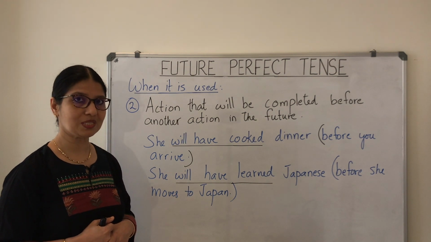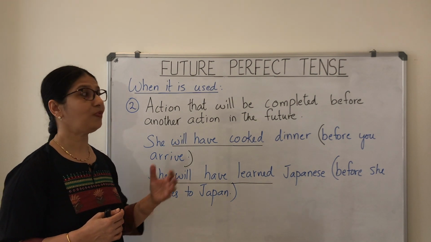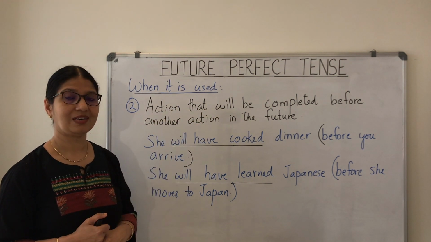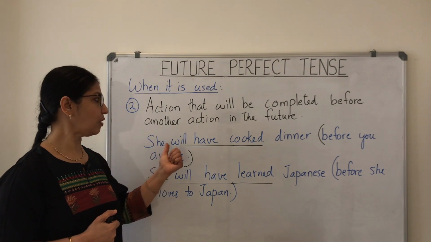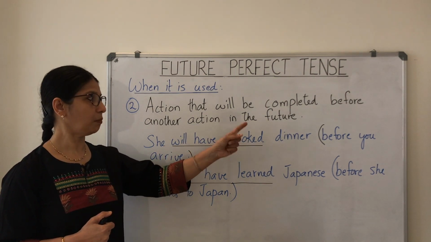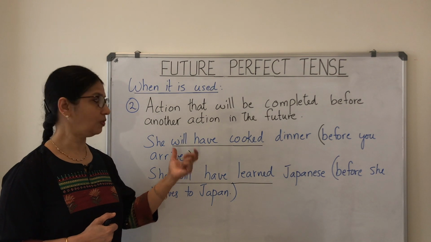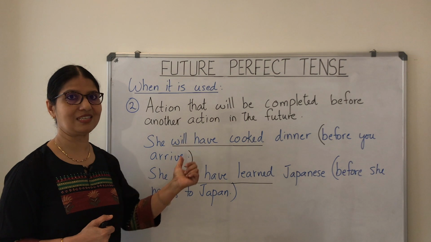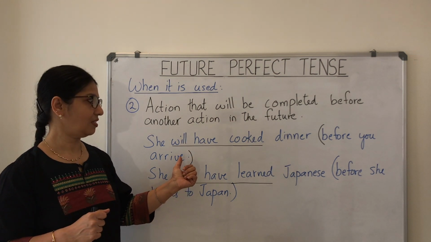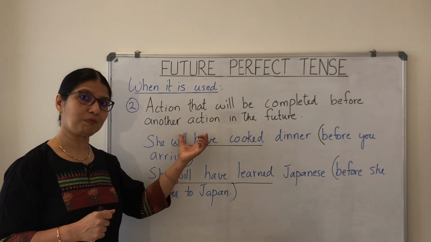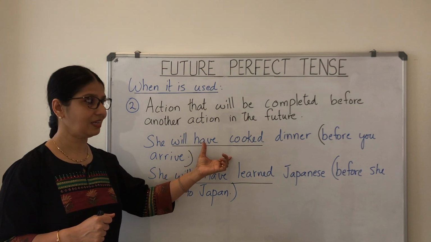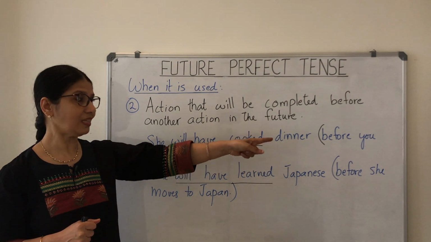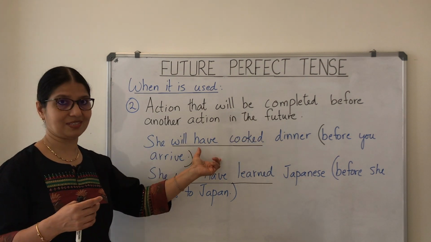Here is another use of the future perfect tense. This tense can be used to describe an action that will be completed before another action in the future. Let's take up some examples. She will have cooked dinner before you arrive. So this action will be completed before the second action takes place in the future. So that's why I used the future perfect tense for this action, and you have the time expression there, before, along with the second action which will take place after this.